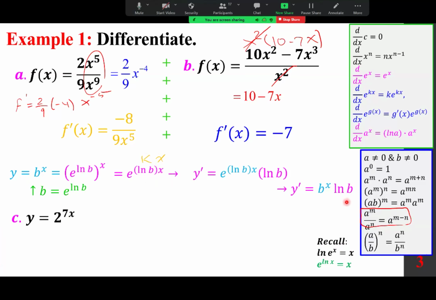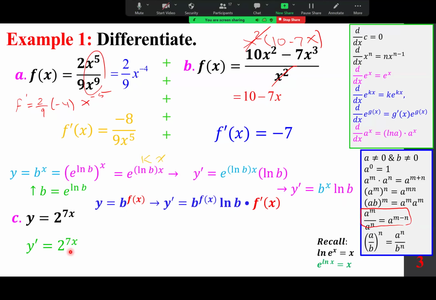If not, ln B. What about B to the power of f of X? Again, the answer is itself. Is the base E? No, ln B. Is this X? No, f prime of X by the chain rule. So the answer is itself, 2 to the power of 7X, because it's an exponential format. Is the base E? No, ln 2. 7X, the derivative is 7. Now we are done. We just rewrite it. 7 ln 2 in a parentheses times 2 to the power of 7X.